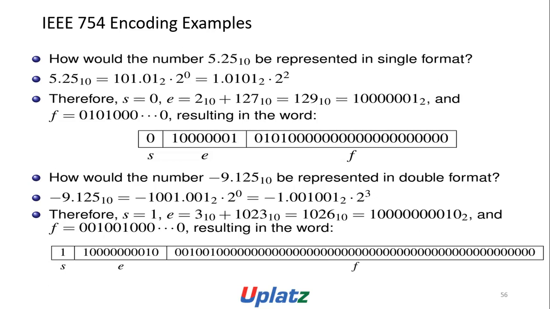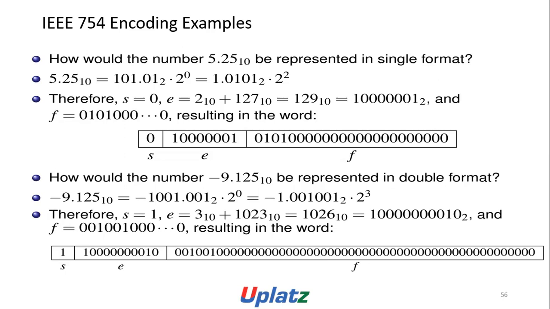How would the number minus 9.125 in base 10 be represented in double format? Minus 9.125 in base 10 is equal to minus 1001.001 in base 2, times 2 to the power 0, which is equal to minus 1.001001 times 2 to the power 3. Therefore, S is equal to 1, E is equal to 3 plus 1023, which is 1026 in base 10, or 10000000010 in base 2.